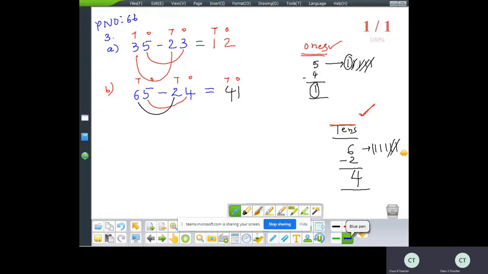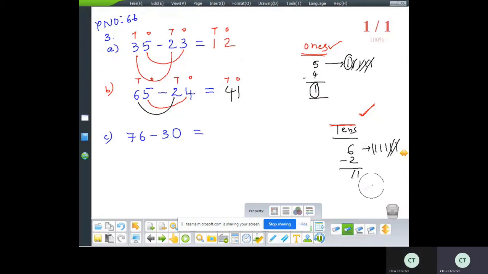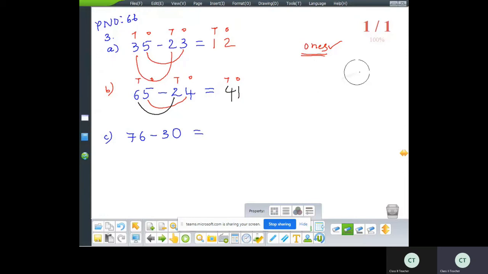Now, question C. 76 minus 30. Now we write the place values, 1's and 10's. Now subtracting on the 1's place. Here also we look at the 1's and 10's.